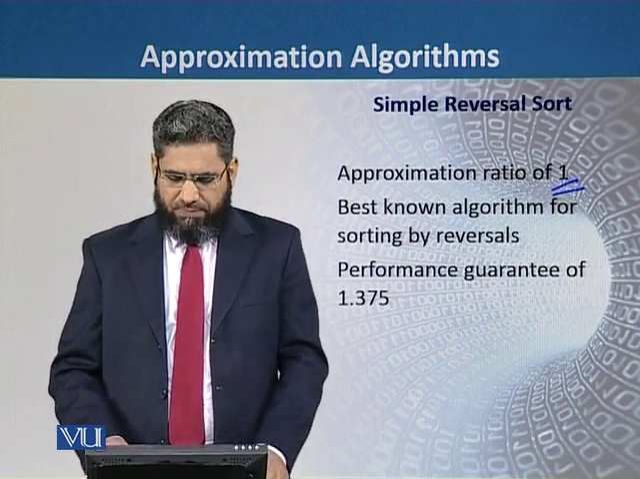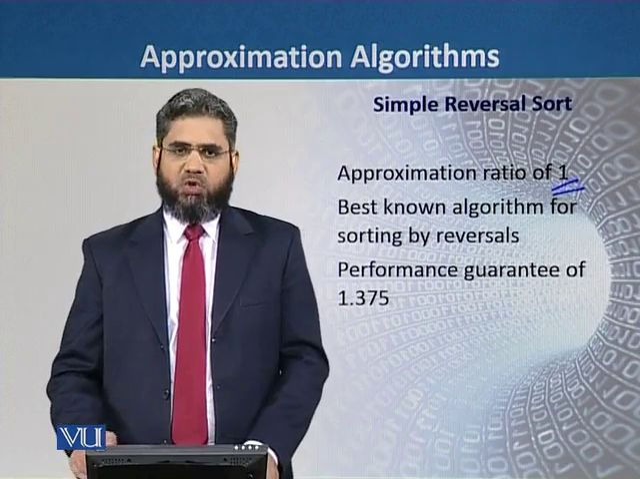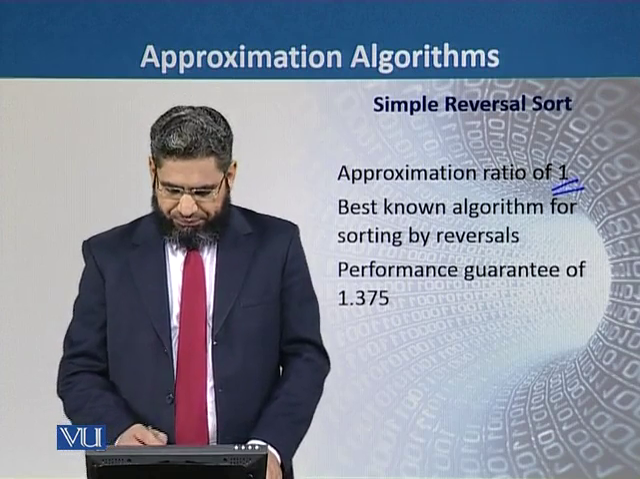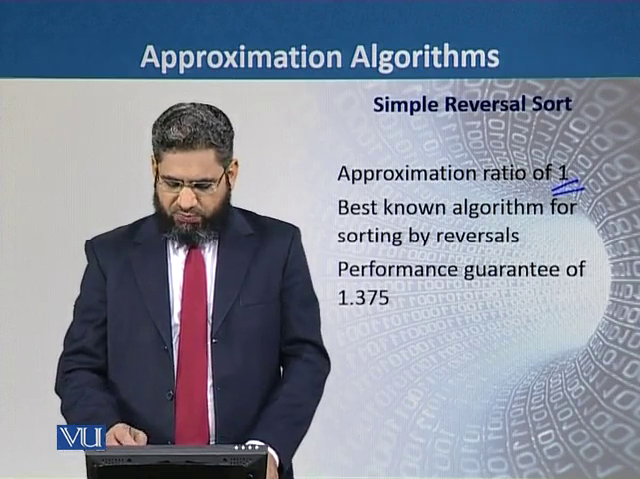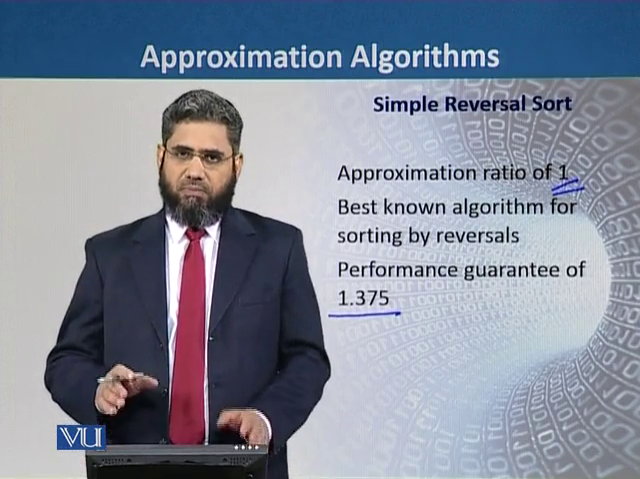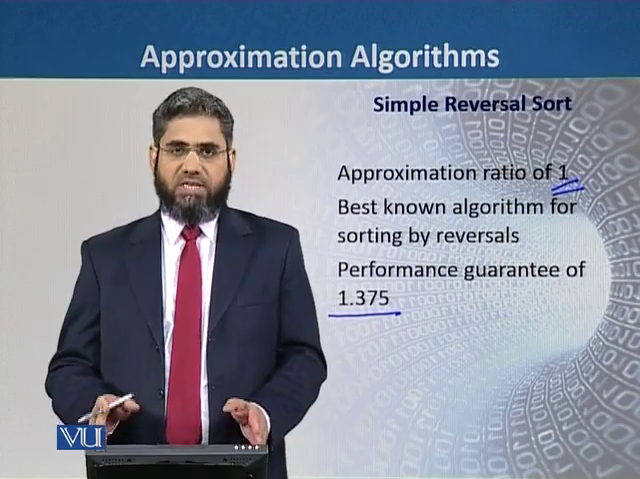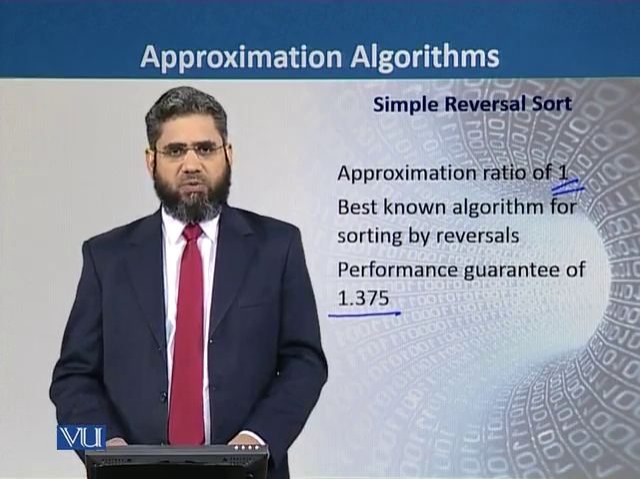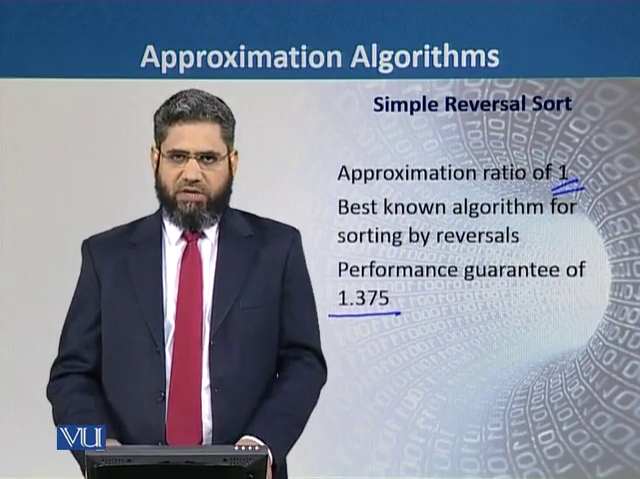So up till now, the best algorithm for sorting by reversals has a performance guarantee of 1.375. A better approximation ratio than 1.375 has not been achieved so far.